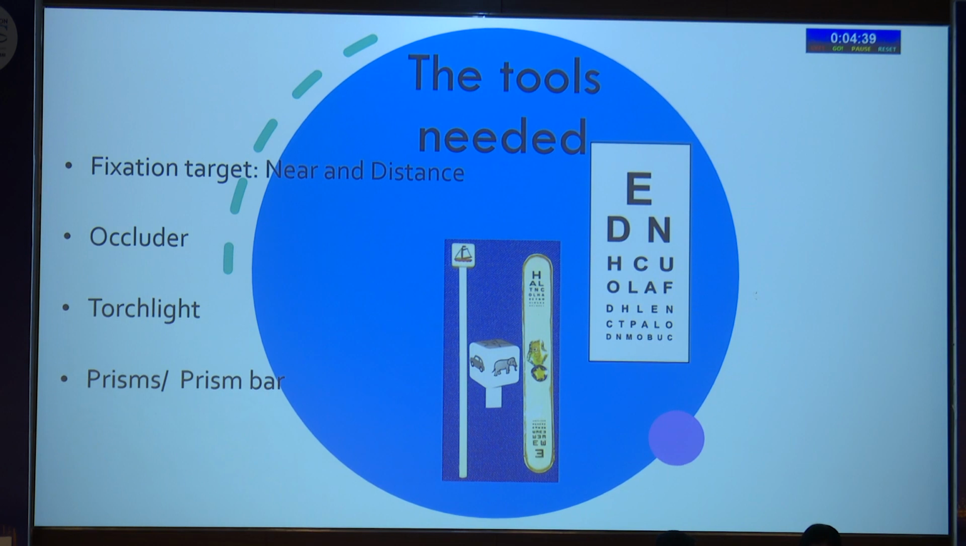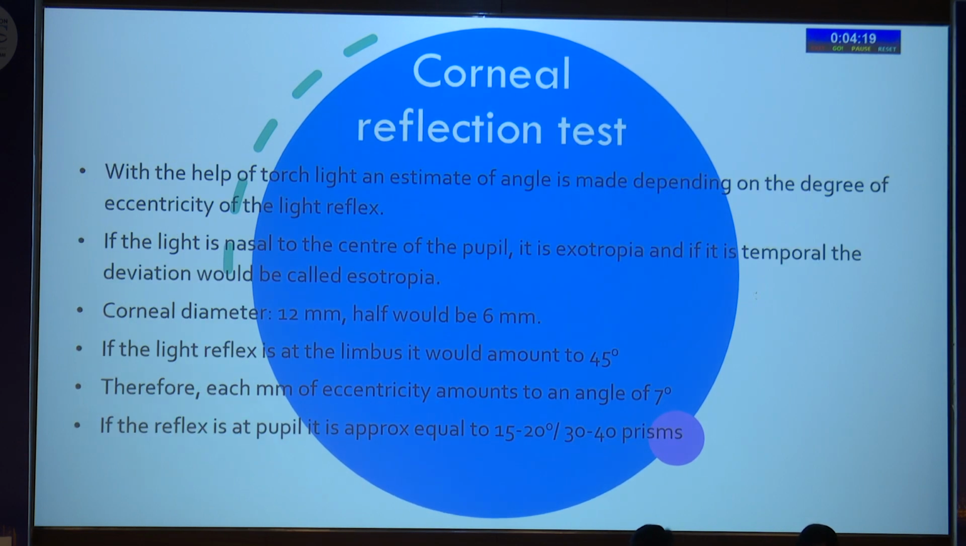And for this, as Dr. Arun rightly said, we need a fixation target for near and distance. A torchlight is only for corneal reflection test. If we are planning to operate or planning to work up a strabismus patient, we need to control the accommodation, and that is only possible with an accommodative target for near as well as for distance. We need an occluder and a prism bar to measure the amount of deviation.